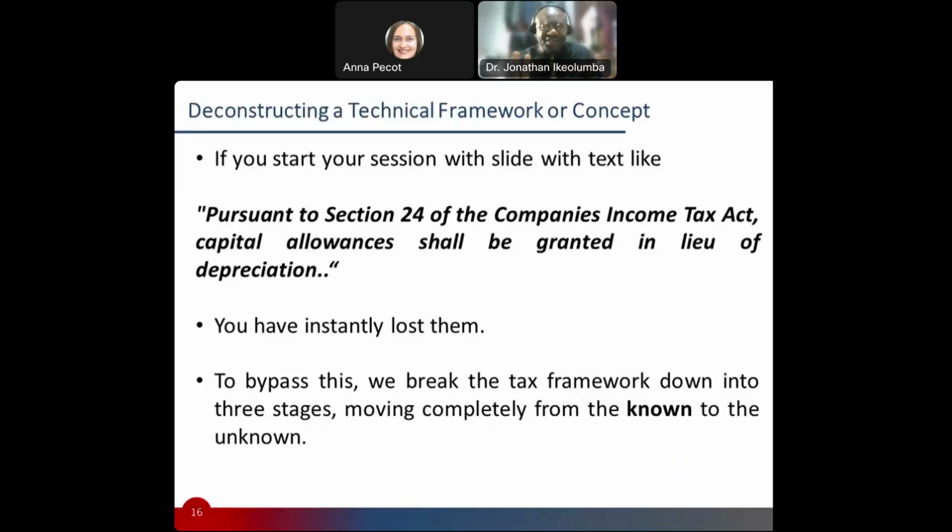I think if you start with something very technical in the messaging, so this is a good example: if you go to our tax laws, a portion of the tax law says, capital allowances should be granted instead of depreciation. I think if you start with a messaging like this, meaning going on the very technical message for starters, I think you've lost them. So what should we do?